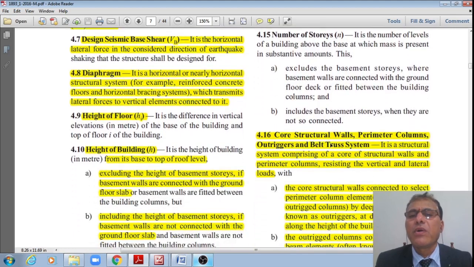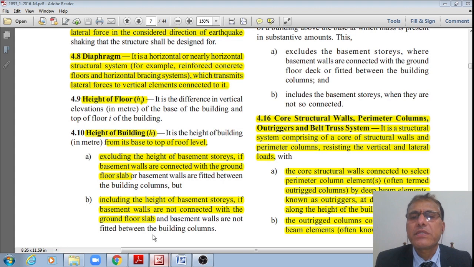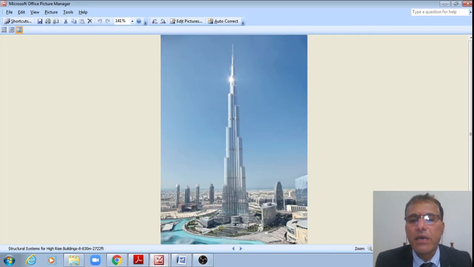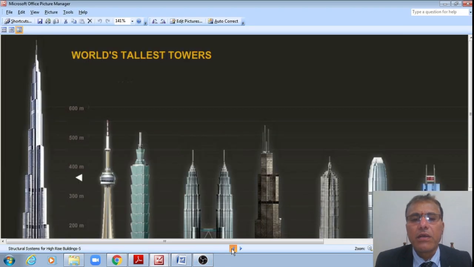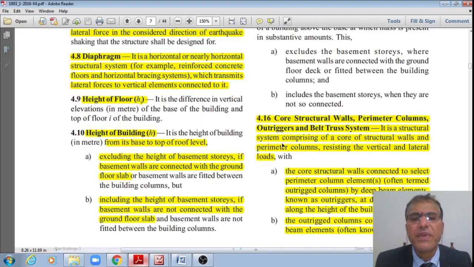Now, next one is core structural wall, perimeter columns, and outrigger and belt truss system. Just now I have shown already in the initial photographs, right? What is that outrigger system, right? Like this, right? This one, right? Belt and truss outrigger system, right? Now that is what we are referring to, right?